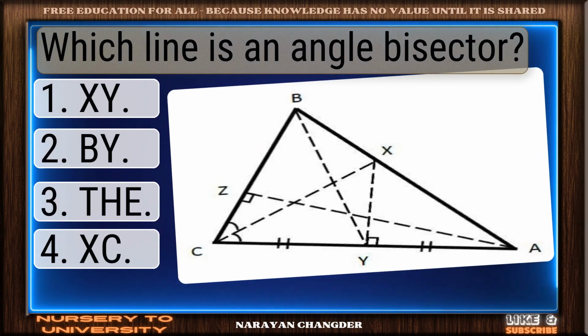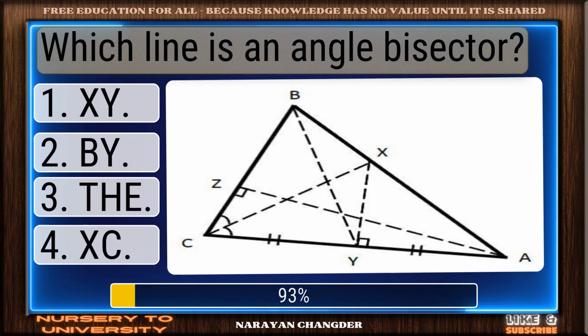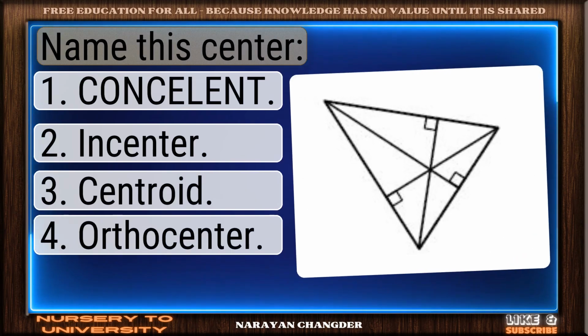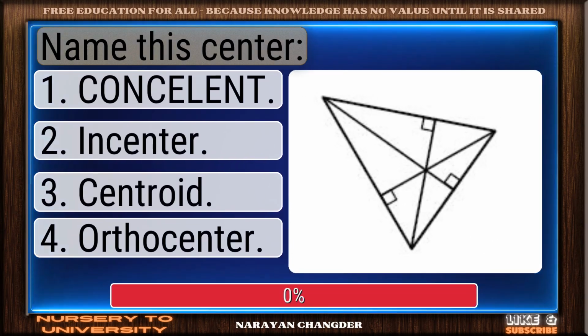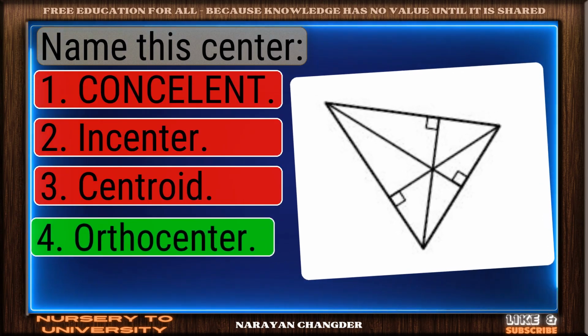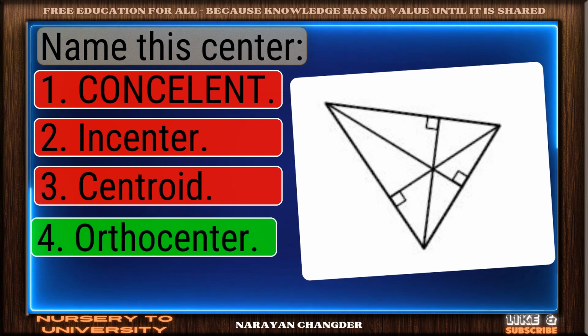Question number 16. Which line is an angle bisector? Well done. XC is the right choice. Question number 17. Name this center. You're right. Orthocenter is the correct answer.